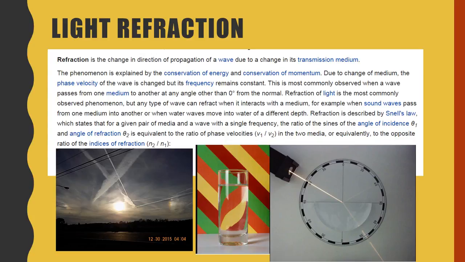Due to the change of the medium, the phase velocity of the wave is changed, but its frequency remains constant. So you can see the object, but it's basically distorted, or its location is distorted. And you can see this illustrated in these Wikipedia images provided.